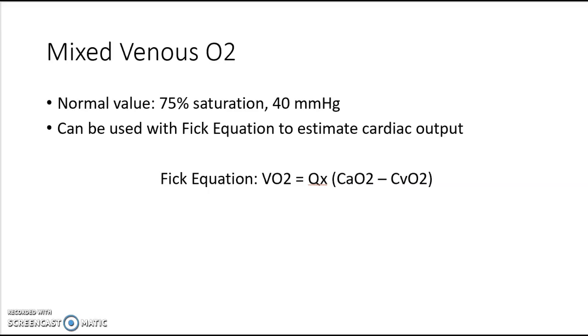Mixed venous saturation is used to assess adequacy of perfusion. It's affected by O2 delivery. Mixed venous pressure is usually around 40 normally. By the way, the Fick equation, which is used to calculate cardiac output, is, as you see right there, VO2 equals Q multiplied by CaO2 minus CvO2. So you can see why the sequential gases earlier that I mentioned are important.